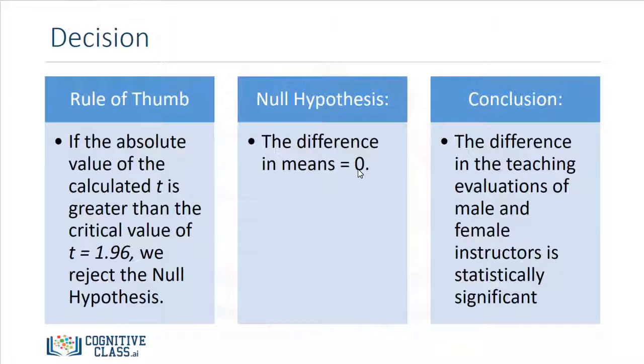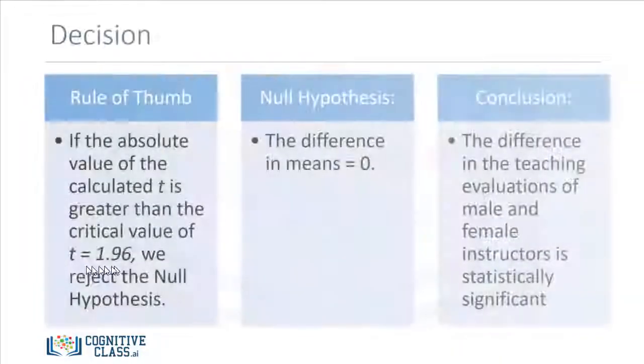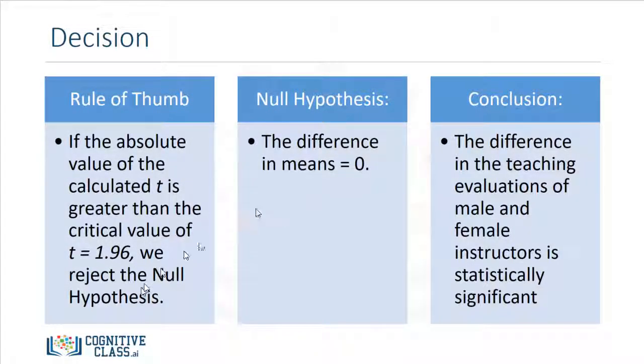So we will draw the following conclusion, that given that the absolute value of the t-test, which was right here, if you recall, 3.25 and 3.26, in both instances is higher than the threshold of 1.96, we can reject the null. Since we're rejecting the null, our conclusion is that the difference in the teaching evaluations of male and female instructors is statistically significant.